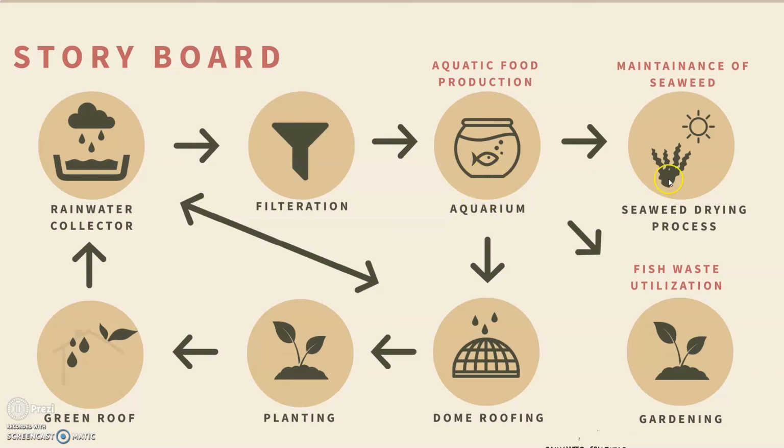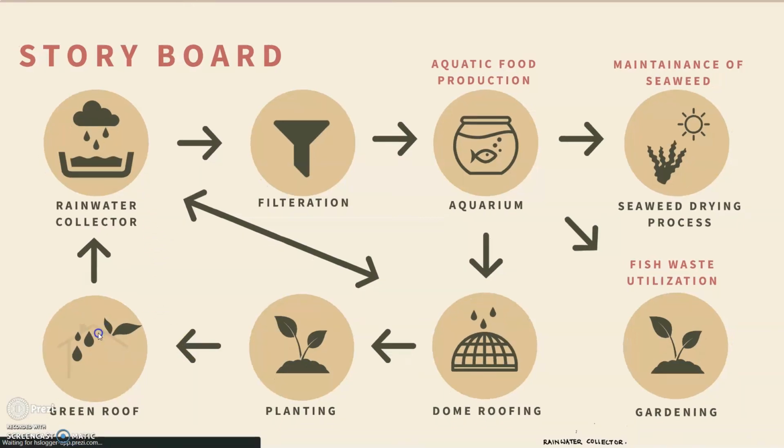The seaweed in the aquarium can undergo the drying process, and the fish waste can be used as a fertilizer for the garden to achieve self-sustainability in real life. When applied to the architecture aspect, the water can be used to cool down the space when it plays around with the motion of the water. And the water can be reused to water the plants and also the green roof, and lastly go back to the rainwater collector and repeat the cycle.